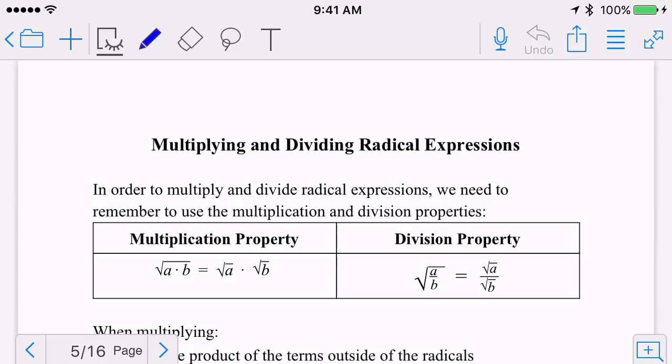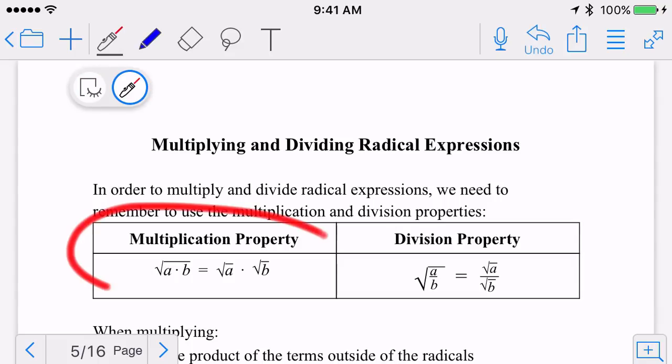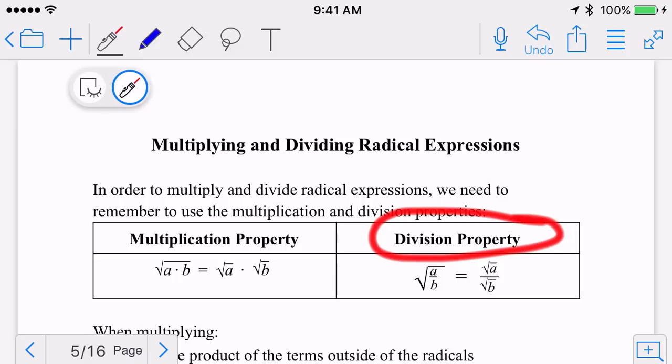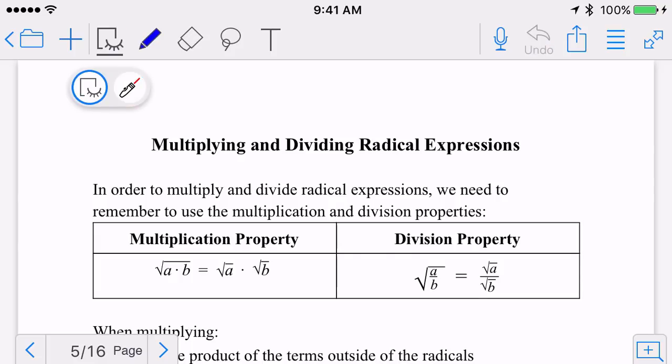So just remember here that we've got the multiplication property where we can take the product of things inside of the radical and split them up, so make it the product of two radicals. Or we've got the division property where we can have a quotient underneath the radical and we could actually split that up into two separate radicals and do the quotient of those. And just remember too, you can also go back the other way if needed.